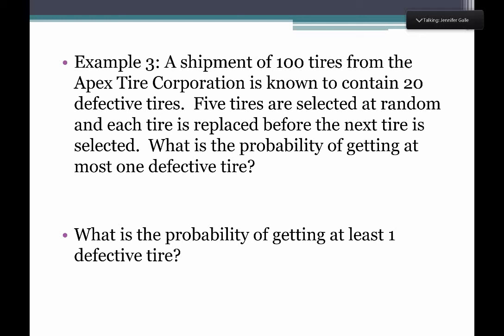We have a shipment of 100 tires from the Apex Tire Corporation. It is known to contain 20 defective tires. 5 tires are selected at random, and each tire is replaced before the next tire is selected. What's the probability of getting at most 1 defective tire?